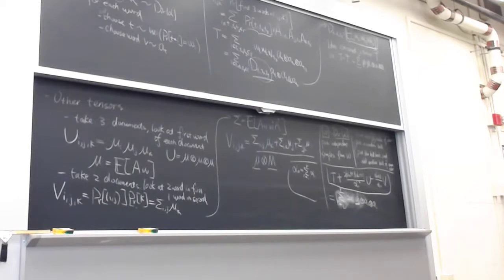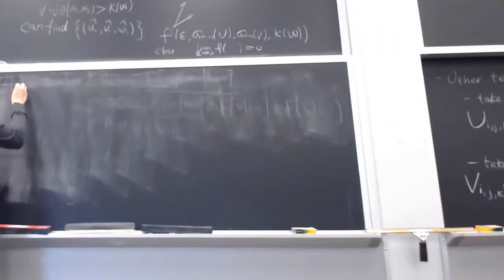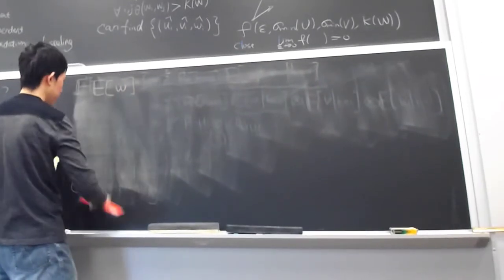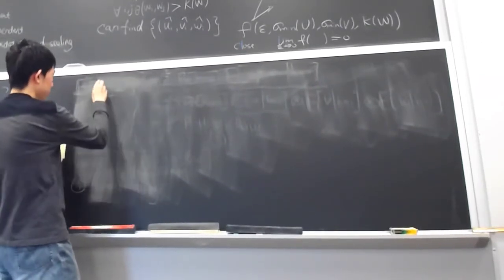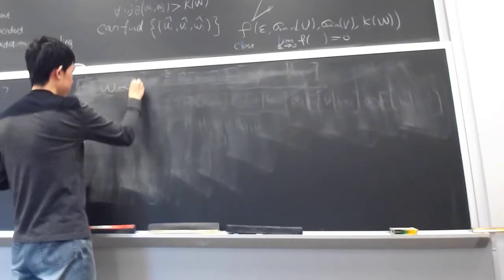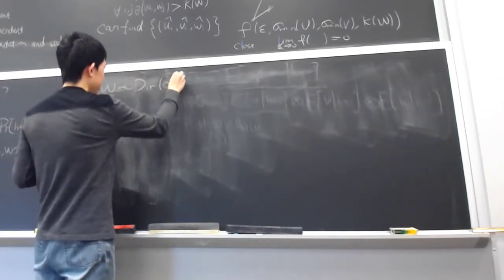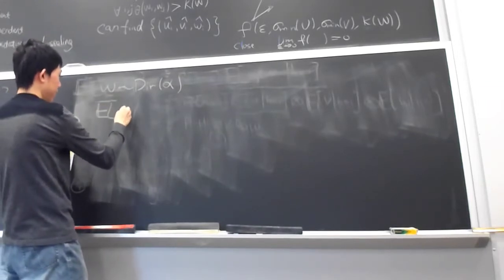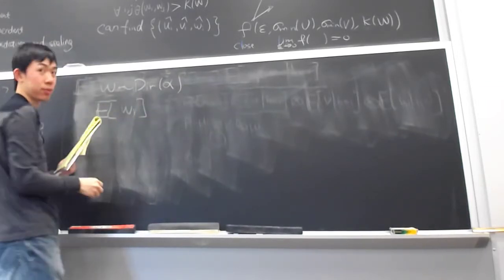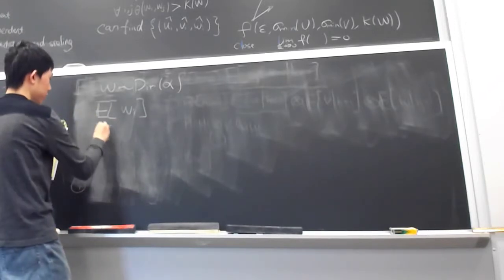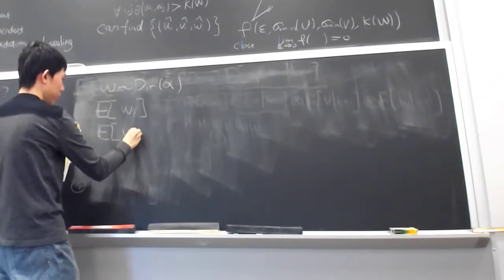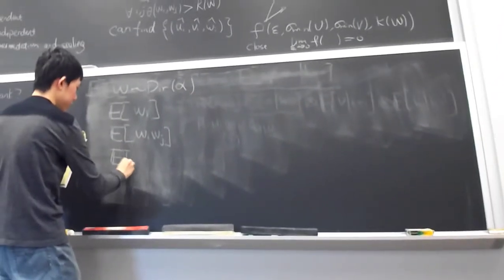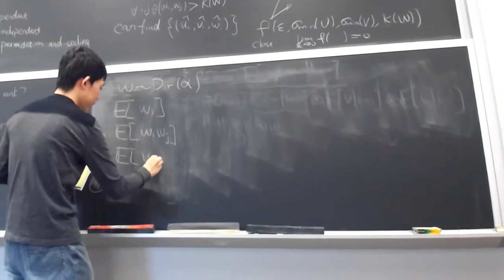Okay, so what we want to compute are the expectations of, suppose W comes from the Dirichlet distribution with parameter alpha, we want to compute what is the expectation of a single variable, wi. What is the expectation of wi times wj? And what is the expectation of wi, wj, wk?